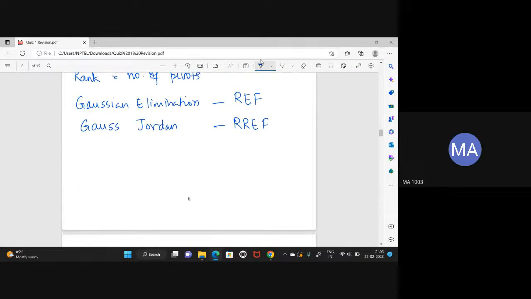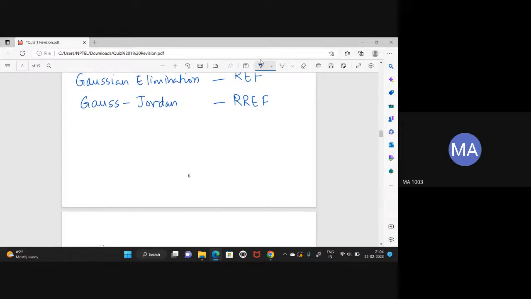Fine. So Gaussian elimination is when you convert the coefficient matrix into REF and solve the system. In this case, you will be doing back substitution. You will get the value of the last variable, and then you'll go back and substitute and find the values of the other variables. Gauss-Jordan is when you convert it into RREF. In this case, you will directly get the value of all the variables. So let's take a system.